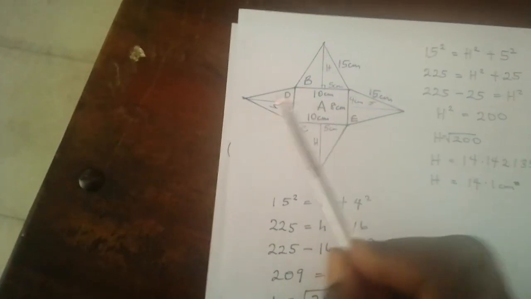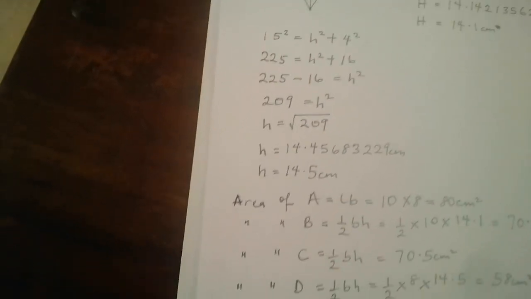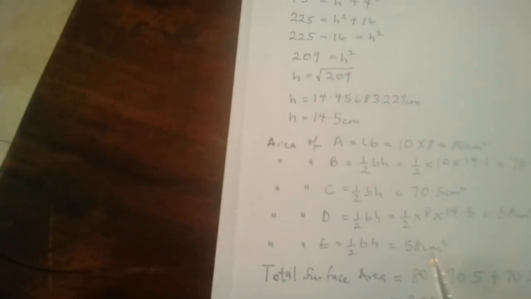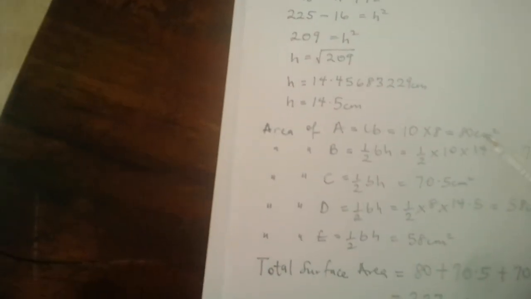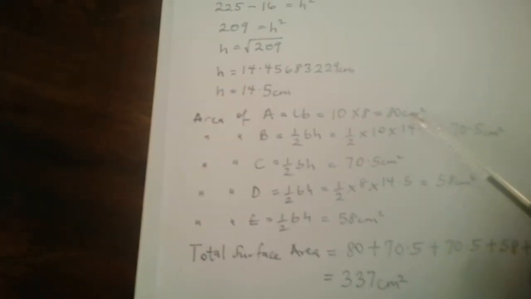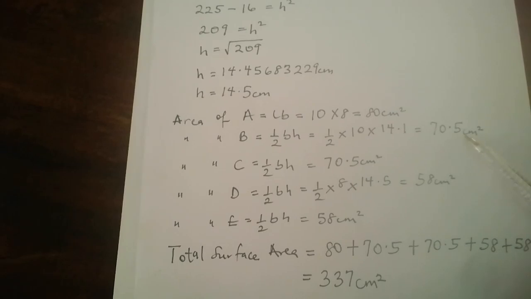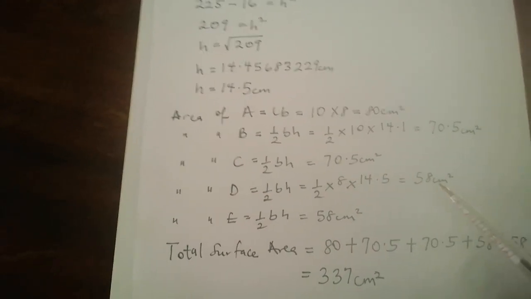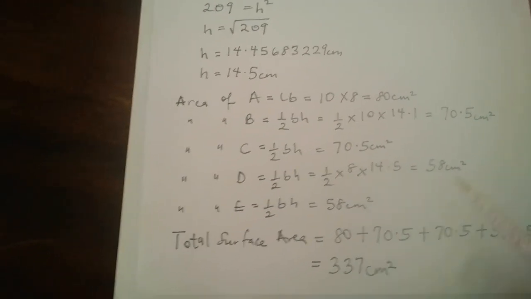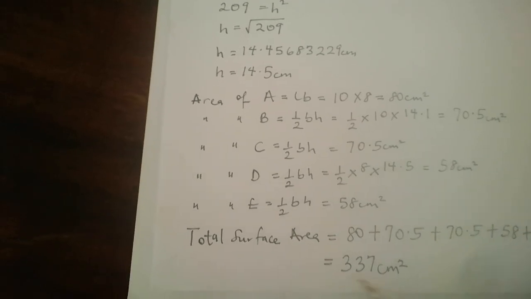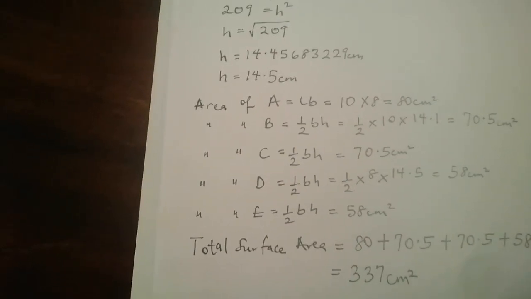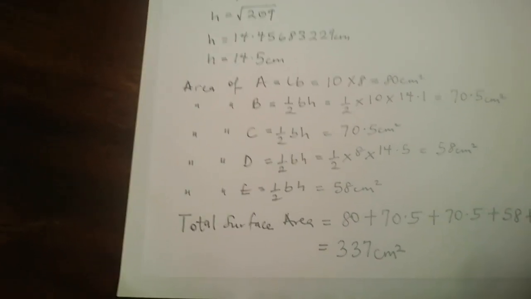So you realize that E also will have the same dimension with D. Since it will have the same dimension, that means you are going to have 58 centimeters square also for that. So for the total area, we will now add this 80 centimeters square plus 70.5 centimeters square plus 70.5 centimeters square, 58 centimeters square plus 58 centimeters square. So the total area of the pyramid will now be what? 337 centimeters square.